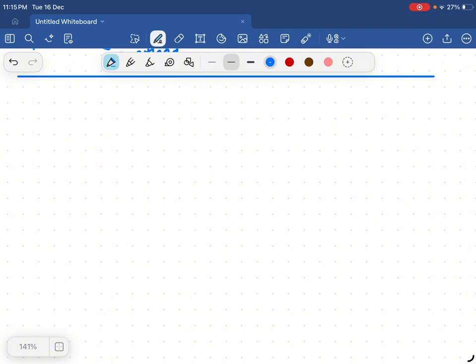Now, let's consider a quadratic equation. Let's say I give you y equals to 2x squared minus 5x minus 6. Oh, my Apple Pencil is not working. Minus 6. Yes, minus 6.